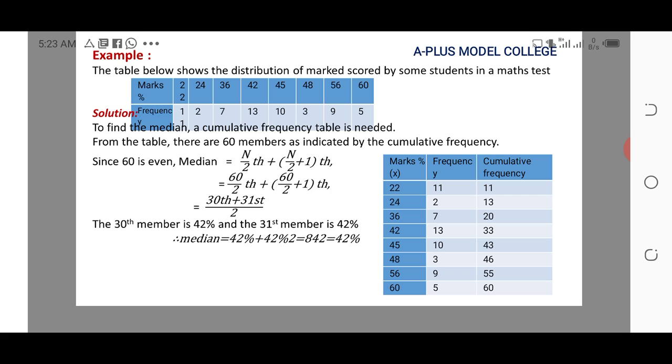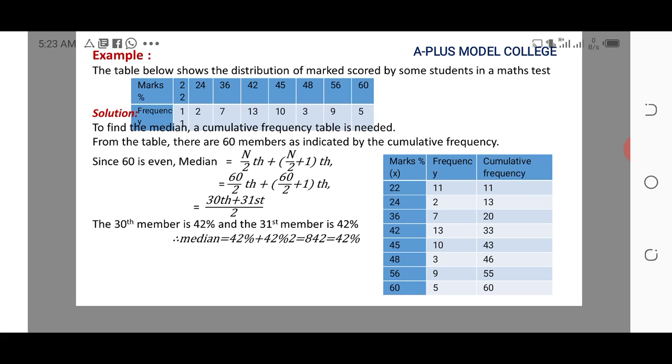But here, we need the cumulative frequency. Now, how do we do that cumulative frequency? Look at the first line, 22 and 11. We repeat that frequency. The first number under the cumulative frequency is a repetition of the frequency. In the second line, we have 2. That means as at 24, we have the frequency to be 2, and the one above it is 11. So under the cumulative frequency, we now add 2 and 11 to have 13 in front of 2. That means as at that column of 24 marks, we have 2 students and 11 students on top of it.